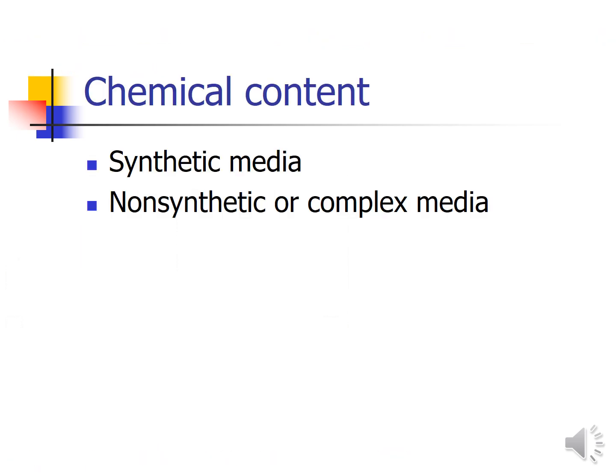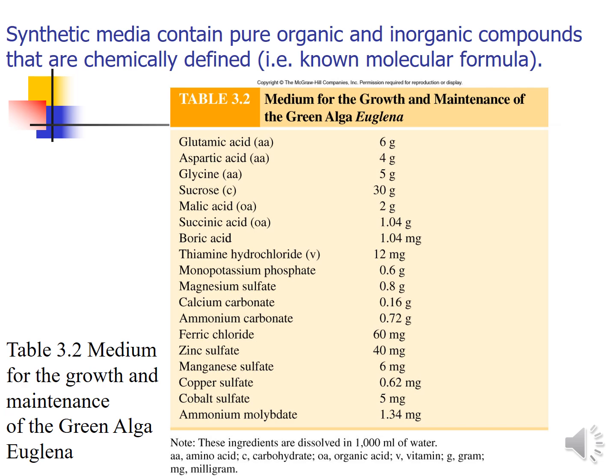Next, the chemical content. Here we can divide them into two main categories: the synthetic media and the non-synthetic complex media. Synthetic media contains pure organic and inorganic compounds that are chemically defined. Fine, these are the examples. This table gives examples of media for growth and maintenance of the green alga Euglena. So this is just an example. Fine.